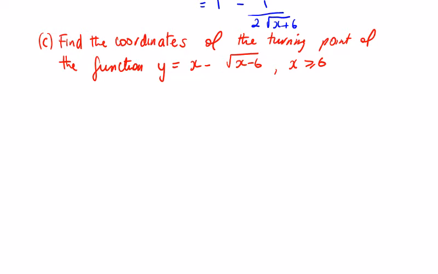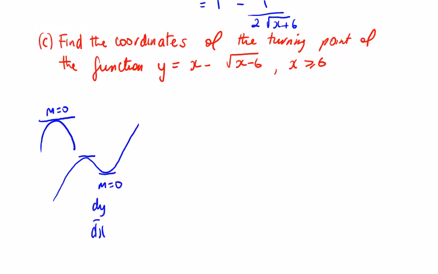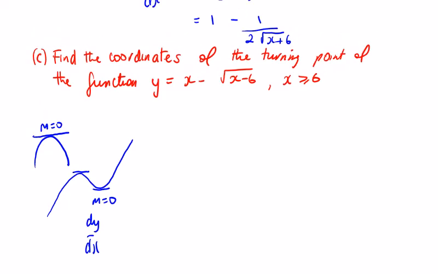Part C, we're asked to find the coordinates of the turning point of the function y is equal to x minus the square root of x plus 6. So the turning point of any function, if it's a quadratic, an upside down quadratic, we can say that the slope is equal to 0. If it's my cubic, my turning points will be here and here, and you can see again that the slope is equal to 0, and we know slope is also dy/dx. So we have to let our answer from the previous part equal 0.